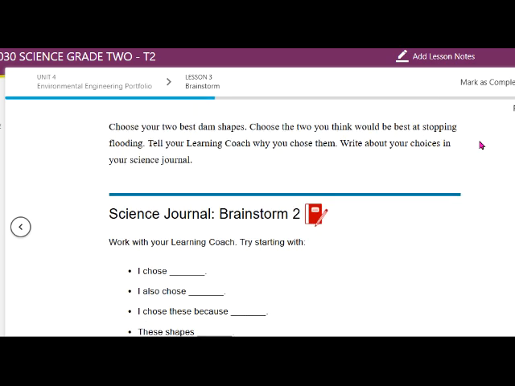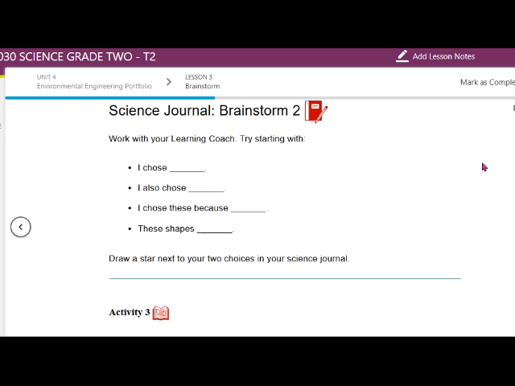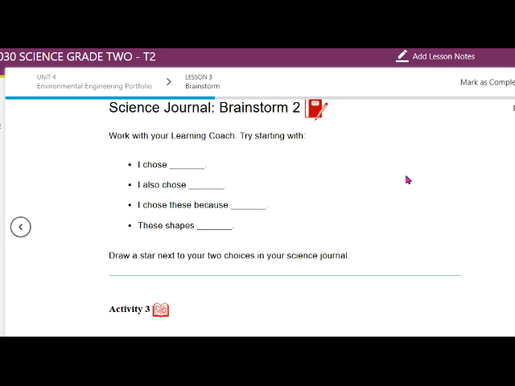Then you're going to choose your 2 best dam shapes. You're going to choose the 2 that you think would be best at stopping flooding and tell your learning coach why you chose them. Write about your choices in your science journal. So for this, we're going to draw some pictures or make some models, and we're going to write some statements about why we chose those ideas too. So you need 3, but you only need to choose 2.